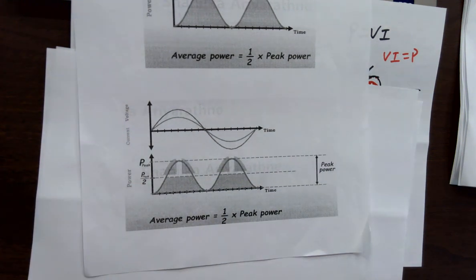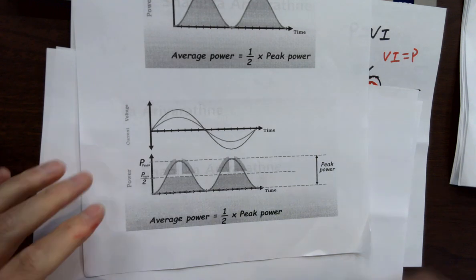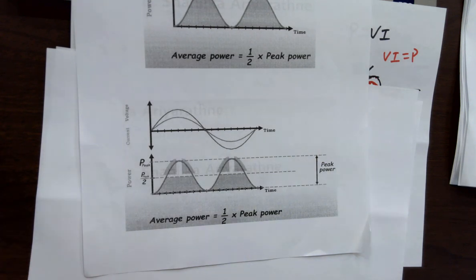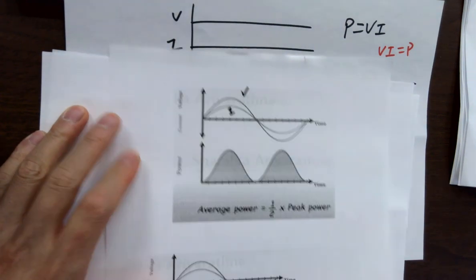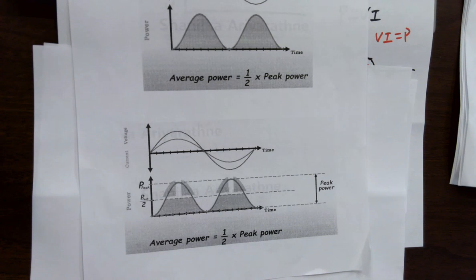Make sense? So if you still want to use V times I, just to make it simple, you cannot use it here because it's always changing, right? So we want to find the values of V and I that we can directly multiply to find the power, and we can call it average power. So what are these V and I's called?